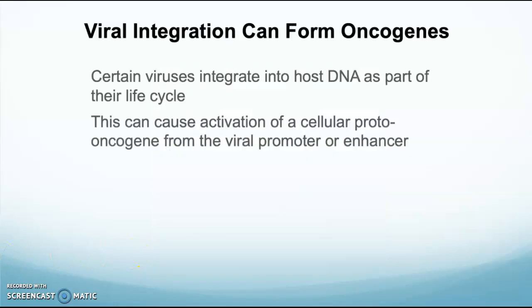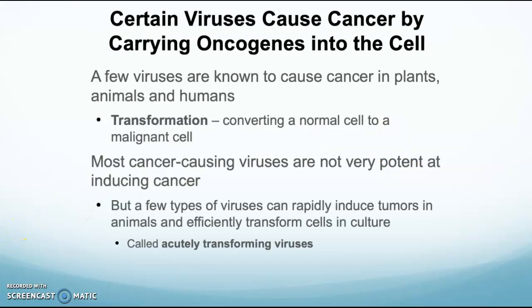The fourth way that we can see these oncogenes is viral integration. So some viruses can integrate into the host DNA and become part of their life cycle. These are what we call proviruses, and they can actually cause activation of a proto-oncogene using a viral promoter or enhancer. So when that virus integrates, it sometimes brings with it these promoters and enhancers, which will upregulate a particular proto-oncogene. A few of these viruses are known to cause cancer in plants, animals and humans. We call this transformation, where we convert a normal cell to a malignant cell.